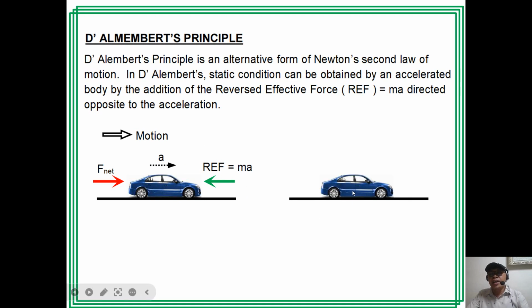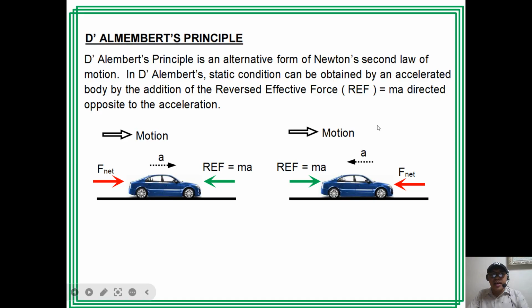Also, we have a moving car. And then, let us say this is moving with constant velocity, so there is no acceleration. Then, let us say the motion is to the right. Then, there is a resisting force acting. Let us say the driver of the car applies a brake. So if we have the net force acting opposite to the motion, this will be decelerated. So we have the reverse effective force acting opposite to the acceleration.